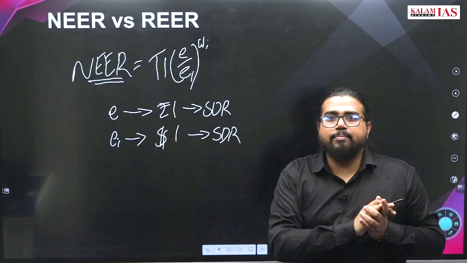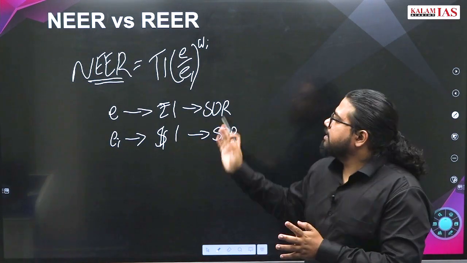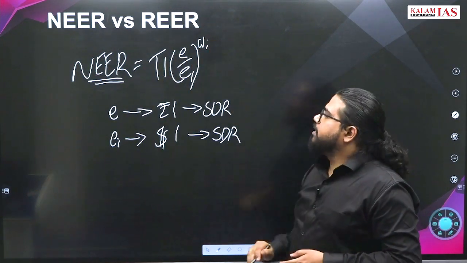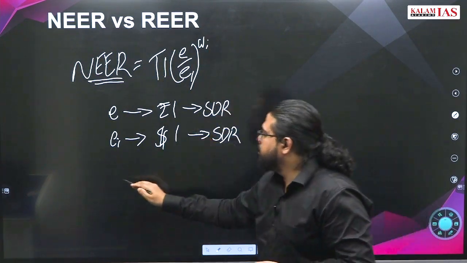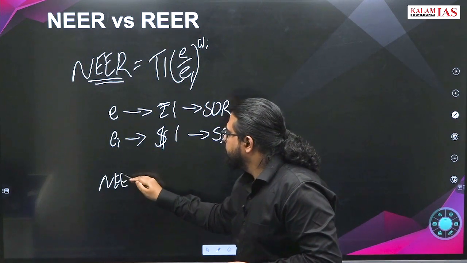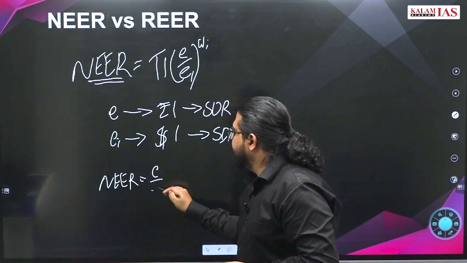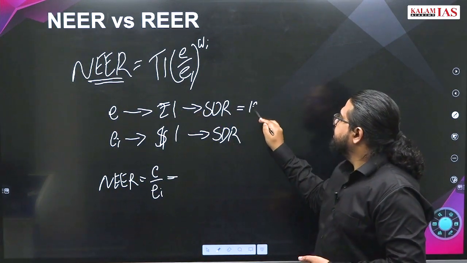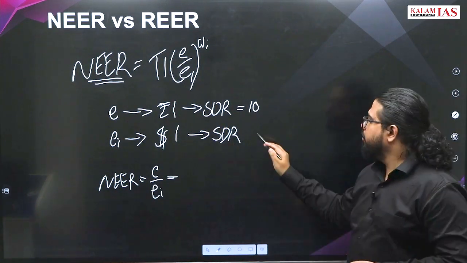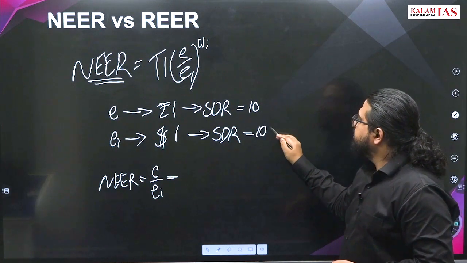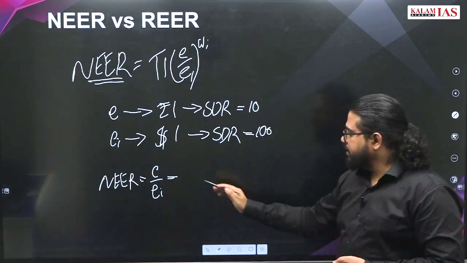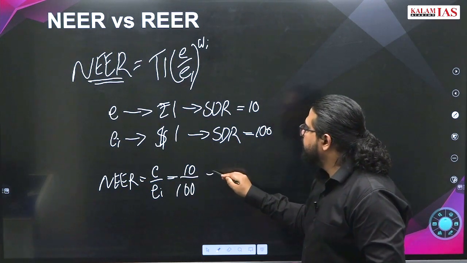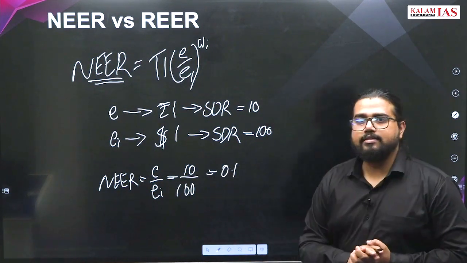Let's take an example, an ideal situation where we are considering NEER for only one currency. Then the weightage will become 1. So NEER is equal to simply E by EI. Now let's assume that for 1 rupee you will get 10 SDRs, and for $1 you will get 100 SDRs. So what is our NEER in this case? 10 by 100, that is equal to 0.1.